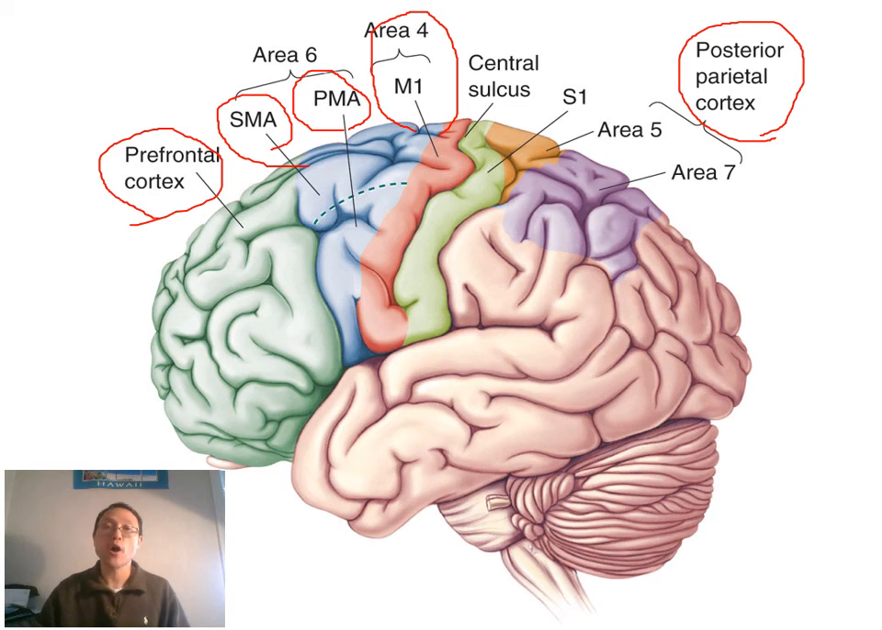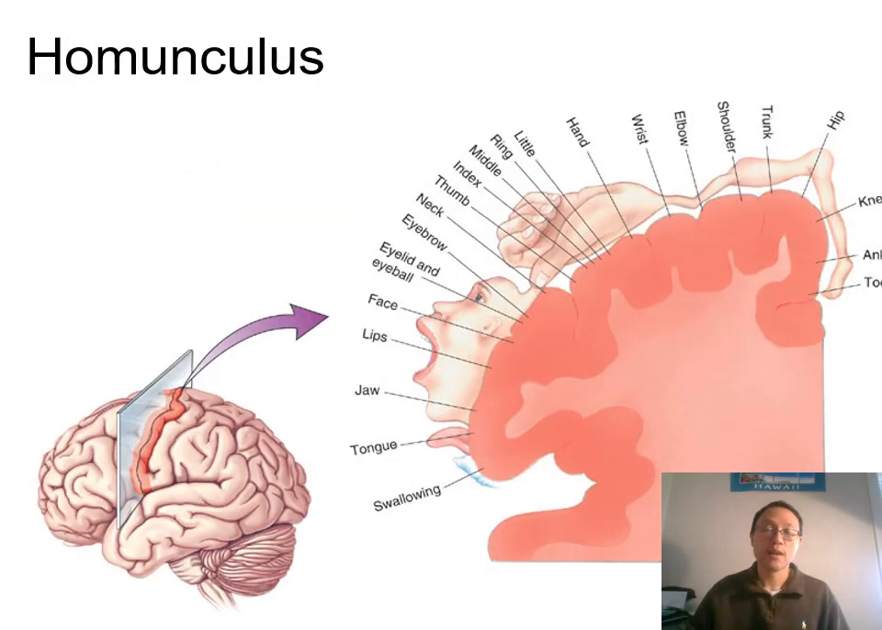So you can see that all of these areas are involved in motor control. These are all the cortical areas that are involved in motor control, basically. Now, in the primary motor cortex, you have something called the homunculus. The homunculus is something we talked about before. It resembles a very good topographic map when it comes to the M1.